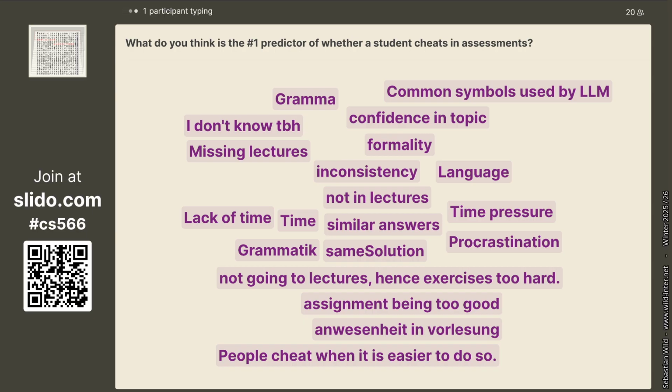Formality. Okay, again, grammatic. Okay, I'll ponder over this. The right one's on the slide.